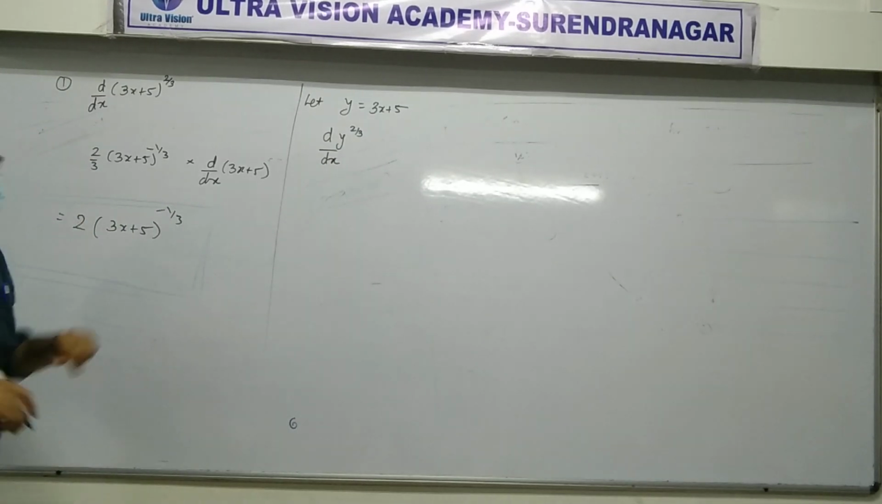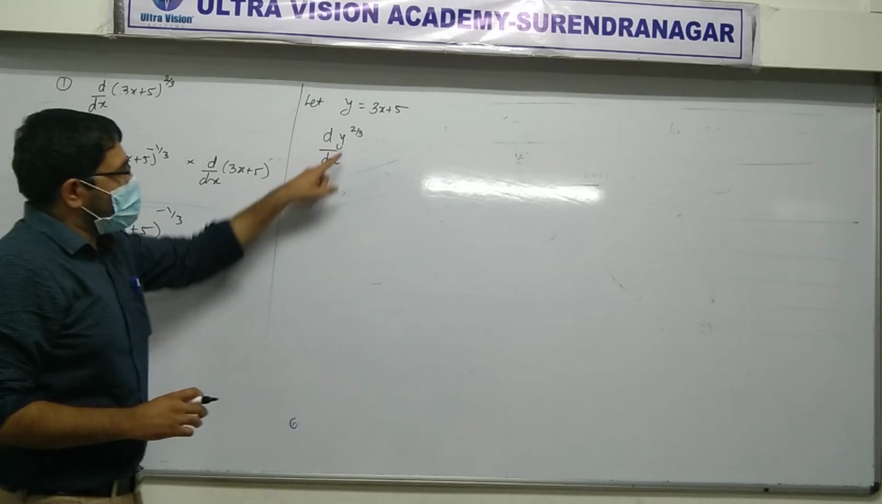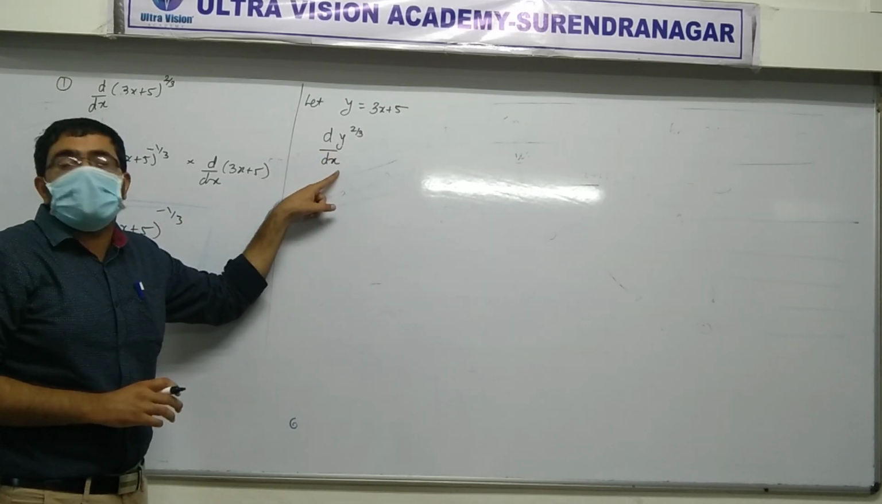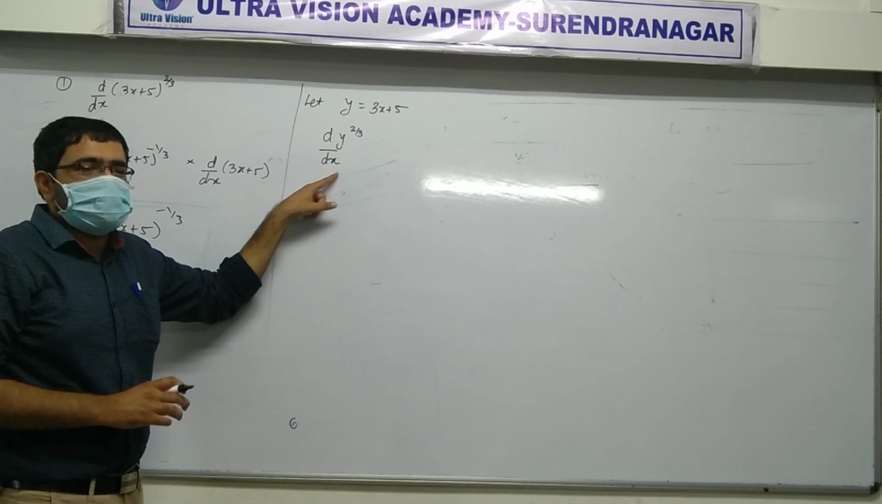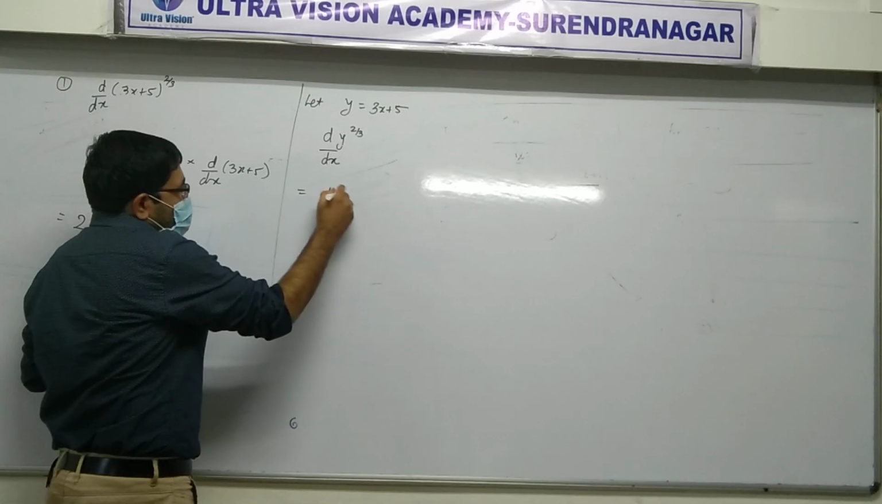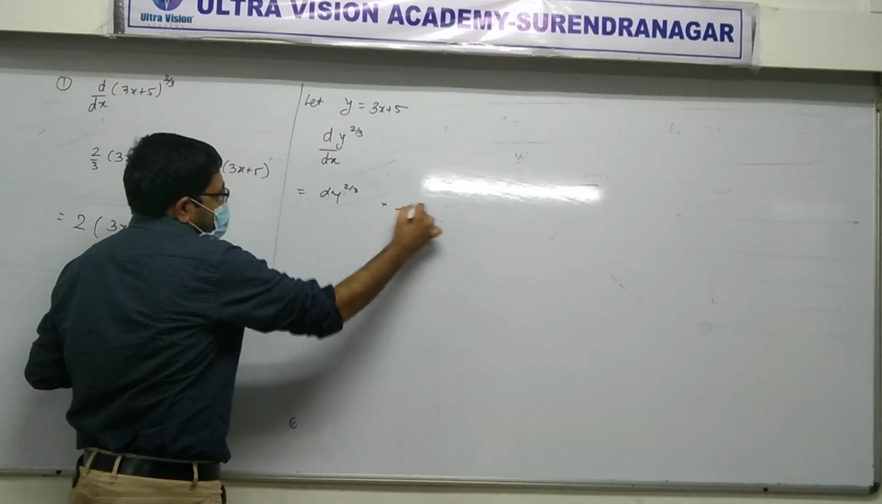Is that okay? Yes. What have we done? We have given this bracket as y. Now does this match with this? No. So what do we have to do? We have to use the chain rule. That's why we have to use the chain rule. Okay, so what shall we write? d(y raised to 2 by 3) and then I write dx here.